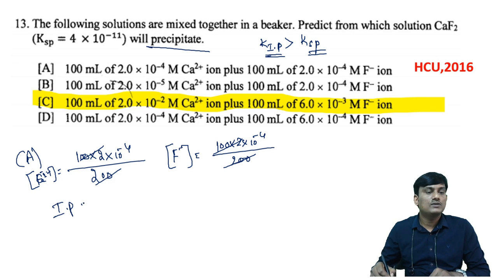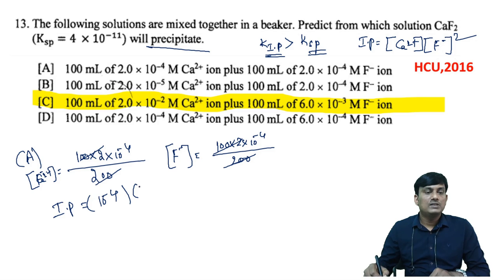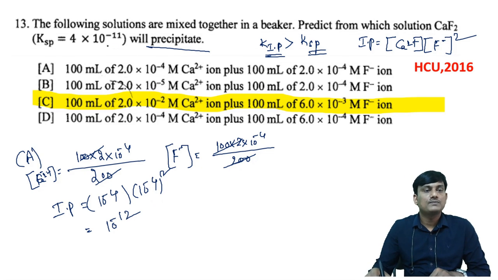So the ionic product is equal to the concentration of Ca2+, 10^-4, into the concentration of F- squared. For CaF2, the ionic product is the concentration of Ca2+ times F- squared. So it will be 10^-4 into (10^-4) squared, which is 10^-12. This one is less than Ksp. So in this case, there is no formation of precipitate. So let's take the B option.